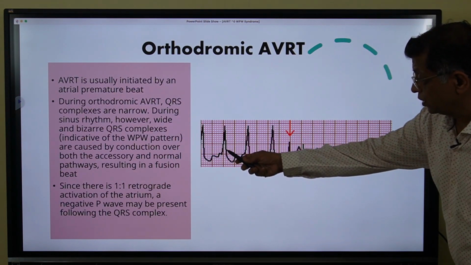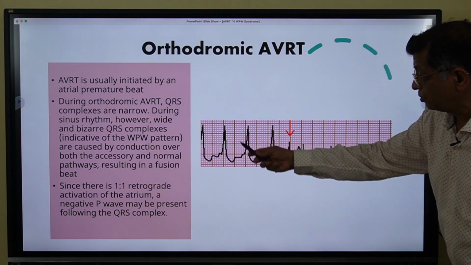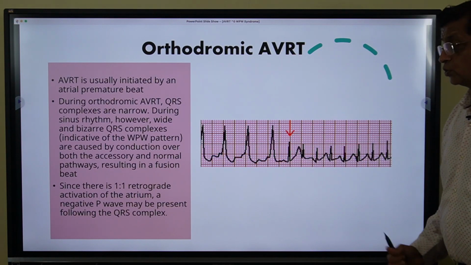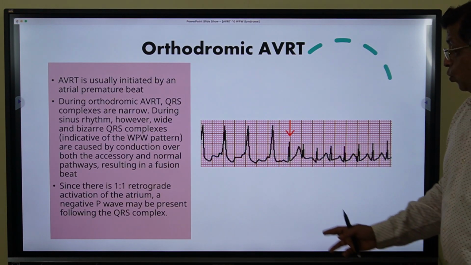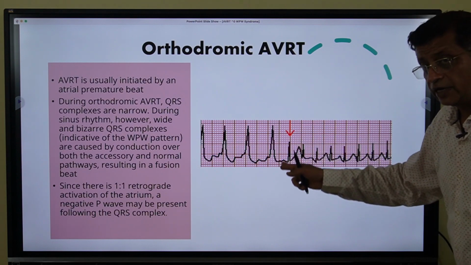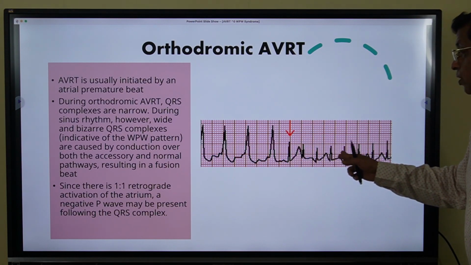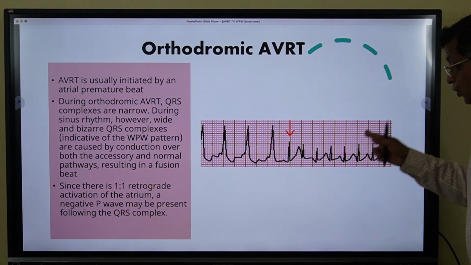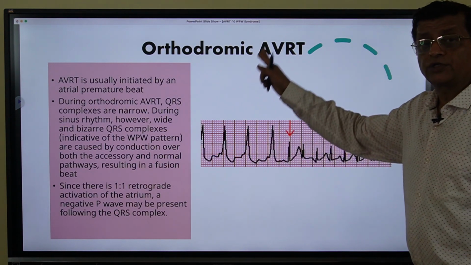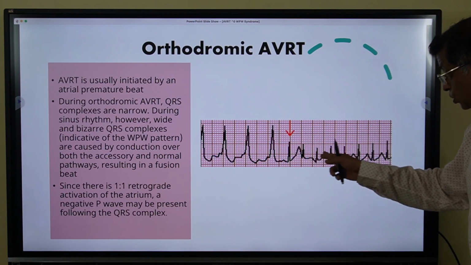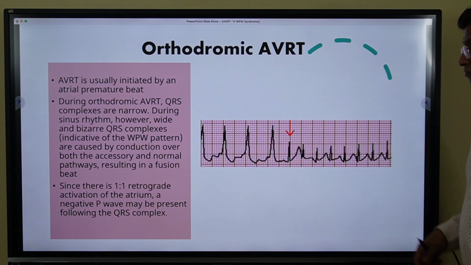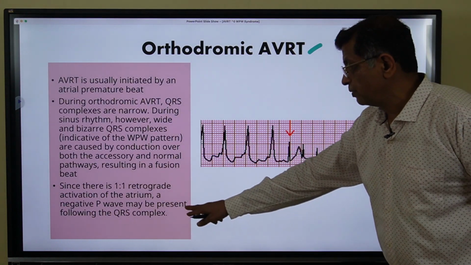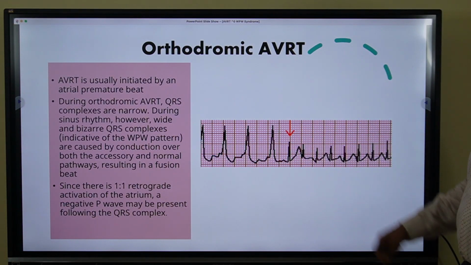So see here, whenever the patient is in normal sinus rhythm, you can see a delta wave and a wide QRS complex. So this is the WPW pattern. But when the patient has an atrial ectopic, he goes into AVRT, atrioventricular reentrant tachycardia, and during AVRT there is only retrograde conduction via the accessory pathway, so you get a narrow QRS tachycardia. Since there is one-to-one retrograde activation of the atrium, a negative P wave may be present following the QRS complex.